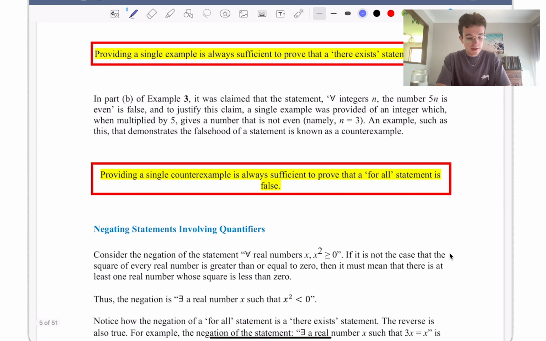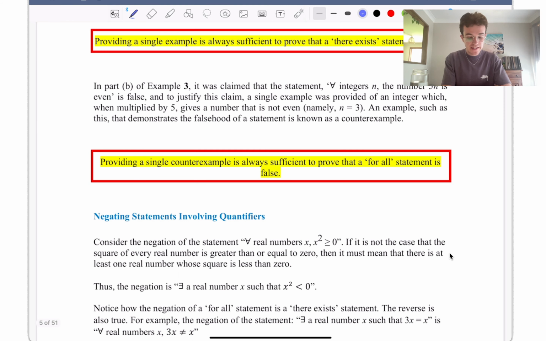Now in example 3 part B, it was claimed that for all integers n, the number 5n is false. That for all symbol is what we call the universal quantifier, and it says that for all real numbers, this statement is true. So to disprove such a statement, all you have to do is provide one counter-example, and then that statement is no longer true because we could not use the for all symbol. So providing a single counter-example is always sufficient to prove that a for all statement is false.